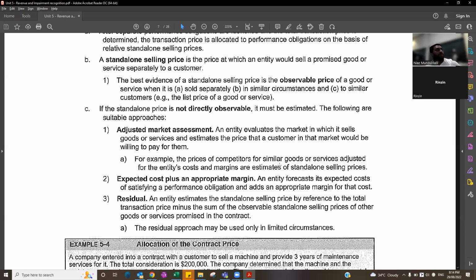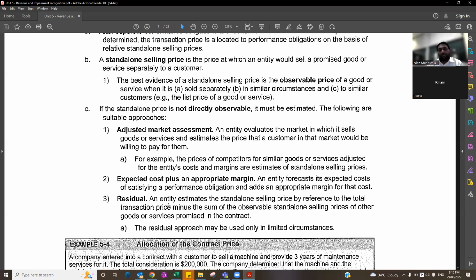Clear? Next comes the expected cost plus an appropriate margin. I don't know the selling price of this, but I know what the cost of this is. With this, I will put a margin like 10%, 15%. So that will be my new or standalone price. So an entity forecasts its expected cost of satisfying a performance obligation and adds an appropriate margin to that cost. Clear? Then the residual approach: an entity estimates the standalone selling price by reference to the total transaction price minus the sum of the observable standalone selling prices of other goods or services promised in the contract.